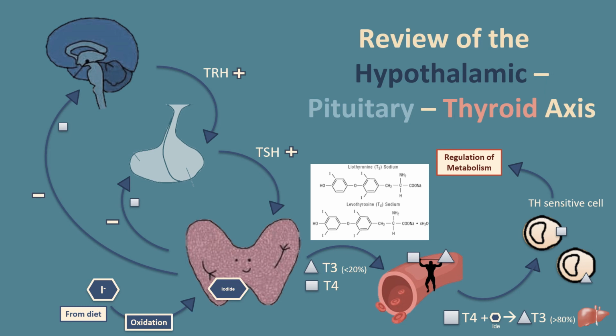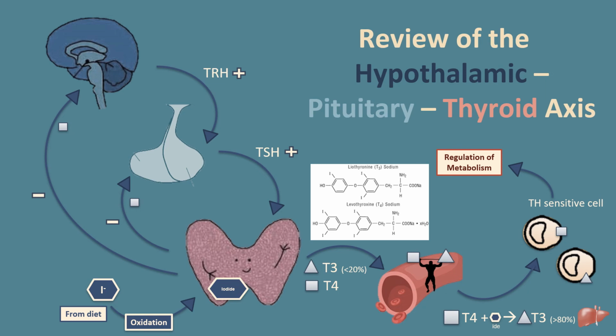T4 is the precursor for T3, and in the periphery, in the bottom right corner, you can see that T4 is converted to T3, mostly in the liver, with the use of iodide. Iodine from our diet is oxidized and then absorbed into our thyroid. That's how the T3 is made in the thyroid, and then iodide is also used in the periphery to create T3. T3 is much more potent, but T4 has a longer half-life, so it's more useful as a marker of thyroid function.